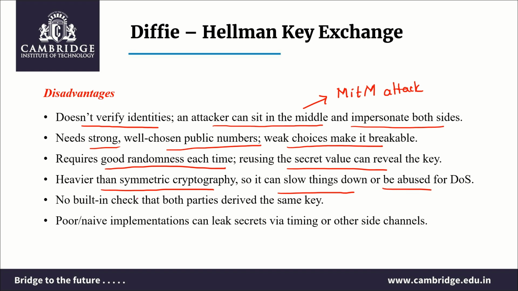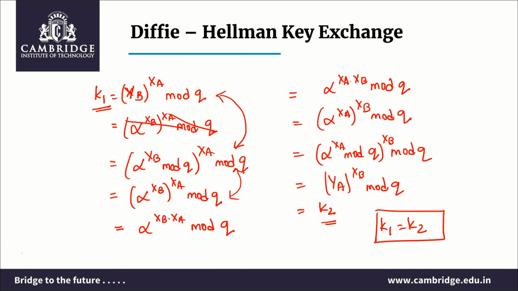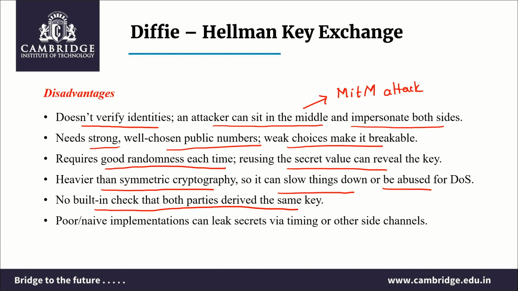Denial of service. And there is no built-in check that both parties have derived the same key. Here we can see that Alice derived key K1 and Bob derived key K2, but there was no check of whether they are equal or not. We did it manually, so there is no automatic check. And the last disadvantage is the implementation. If the implementation is very poor, then the secret key might get leaked. So these are the disadvantages of Diffie-Hellman key exchange.